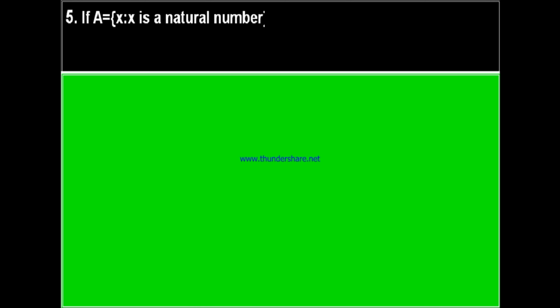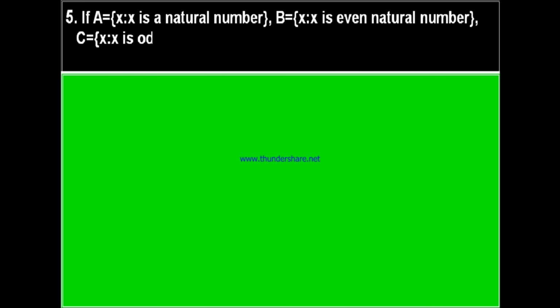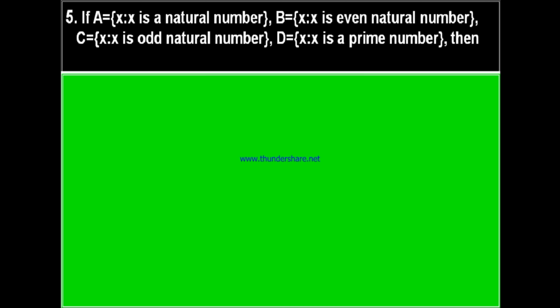If A is equal to the set of X such that X is a natural number, and B is equal to the set of X such that X is an even natural number, and C is equal to the set of X such that X is an odd natural number, and D is equal to the set of X such that X is a prime number, then find the values of A intersection B, A intersection C, A intersection D, B intersection C, B intersection D and C intersection D.